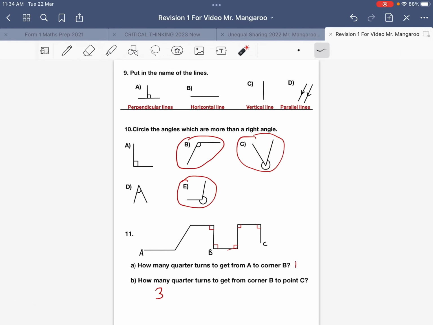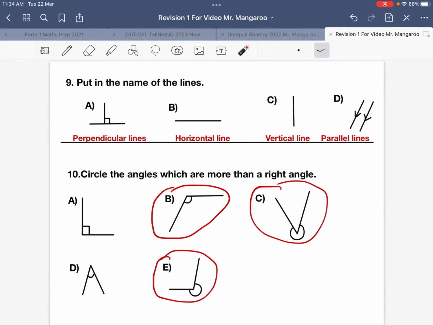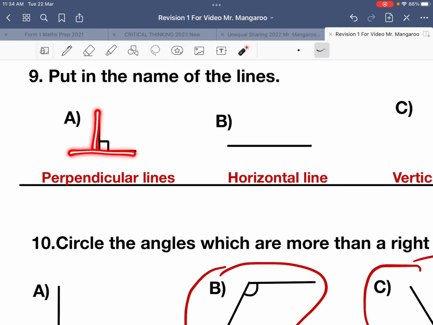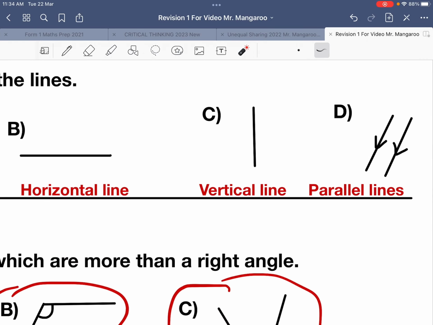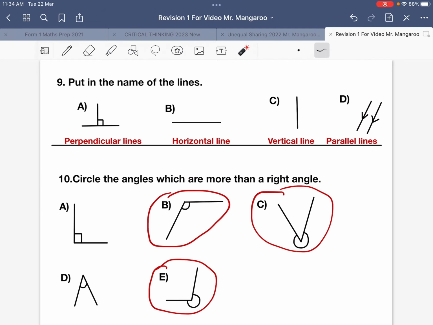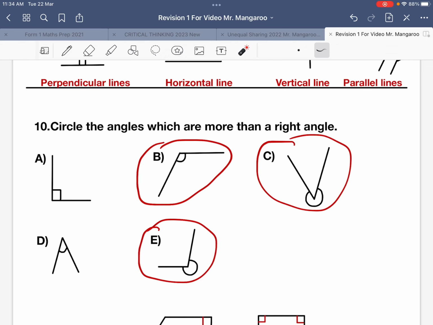Next, easy, we have some geometry type questions here. This is a perpendicular line, as can be indicated by the small square for the angle. Horizontal line is going across. Vertical line. Parallel lines. These lines go in the same direction. They maintain the same distance apart. And they never meet.